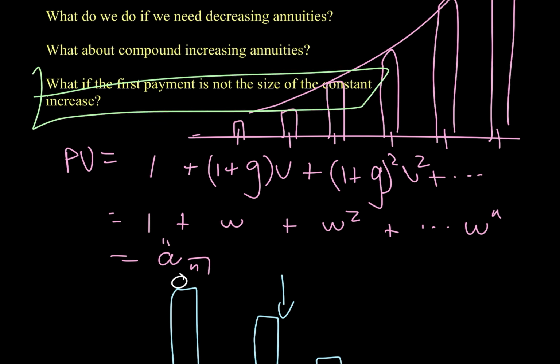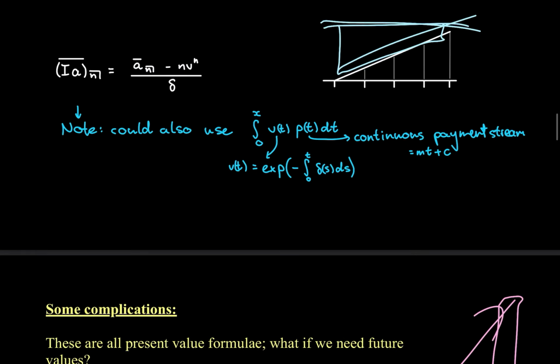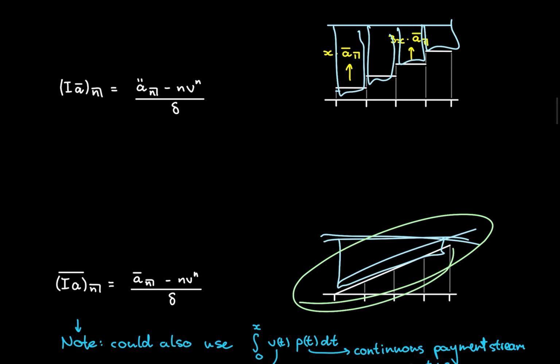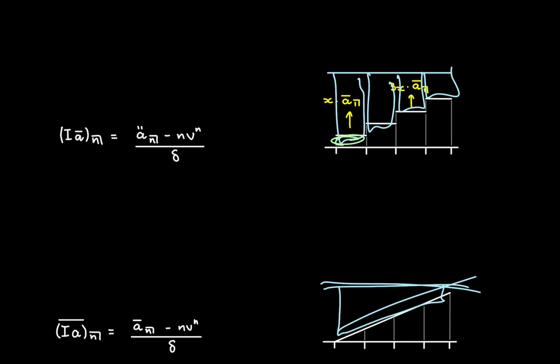What if the first payment is not the size of the constant increase? So I kept emphasizing that our first payment has to be the same size as the difference between any two consecutive payments. Now, what happens if that is not the case? Or what happens if this annuity doesn't start from 0? Or what happens if this jump here, the height of the first level annuity, is not the same as the difference between the heights of consecutive level annuities?